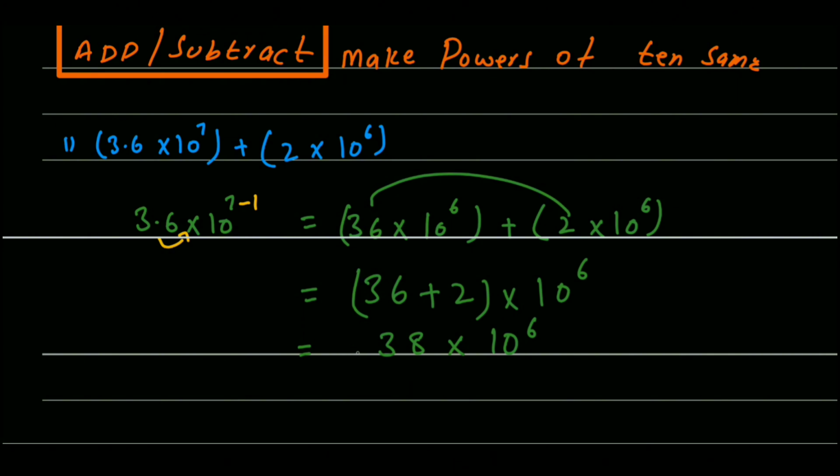What we have to do, our decimal should be after 3. So here, this is our decimal actually, we have to move it after 3, and we are moving our decimal to the left side, so our power will be increased by 1. The final answer is 3.8 multiply 10 raised to power 7. This will be our final answer.